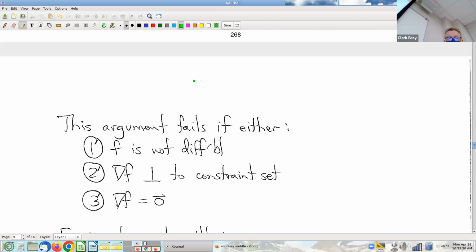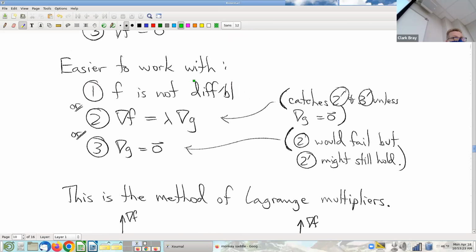Okay, now there's some details here that y'all don't need to worry about. I'm going to jump down to the punchline of how you work with this. Here's what we just wrote down. Effectively, the gradient of F needs to point in the same direction as the gradient of G. Namely, it needs to be a multiple of the gradient of G. And there's a couple of little exceptional cases, and you've got to worry about implications and writing things in a way that's algebraically useful. The punchline is there are three conditions to check.